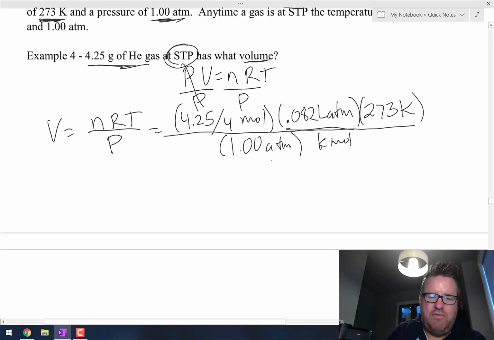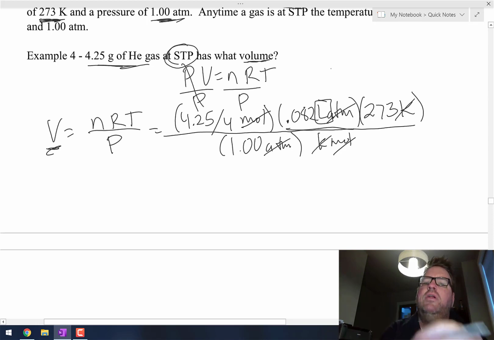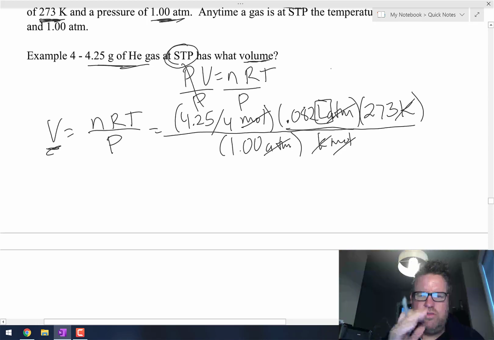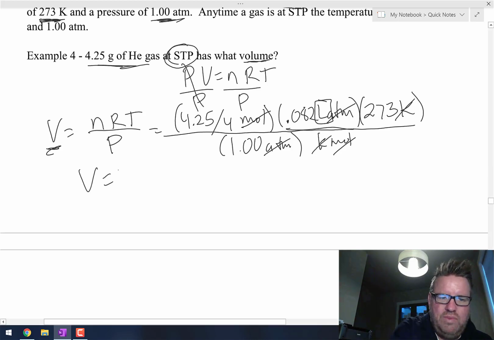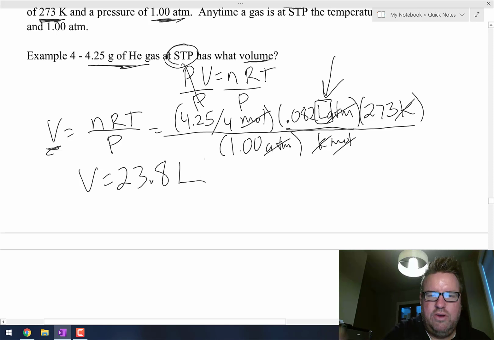Okay, so now we take our 4.25, we divide by 4. That gets us to moles, and again, if we've done this correctly, everything should cancel except for the units for volume. So moles cancel, kelvins cancel, atmospheres and atmospheres cancel. What do we have left? Liters, which is a unit for volume. So 4.25 divided by 4 times 0.082 times 273 divided by 1 equals 23.8. And again, what's my unit for volume? Liters. Okay? And that's really all there is to STP.